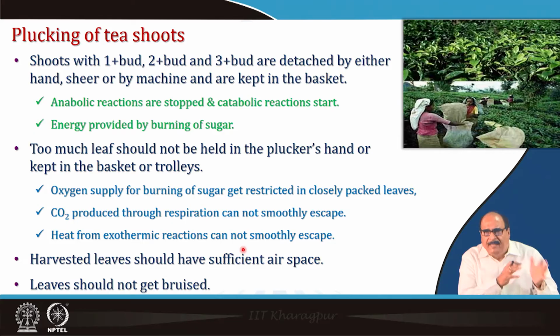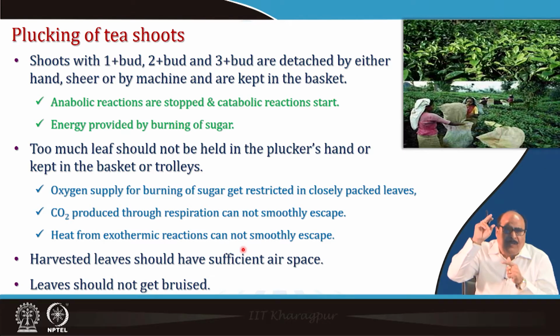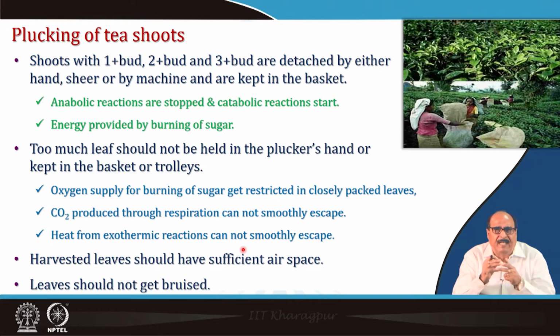All these operations are very, very important as far as the quality of the final product is concerned. So, let us see plucking of the tea shoots. As I told you, the shoots with one top bud and top leaf, or bud plus terminal 2 leaves, or bud plus terminal 3 leaves are detached by either hand, shear or machine, and they are kept in the basket.